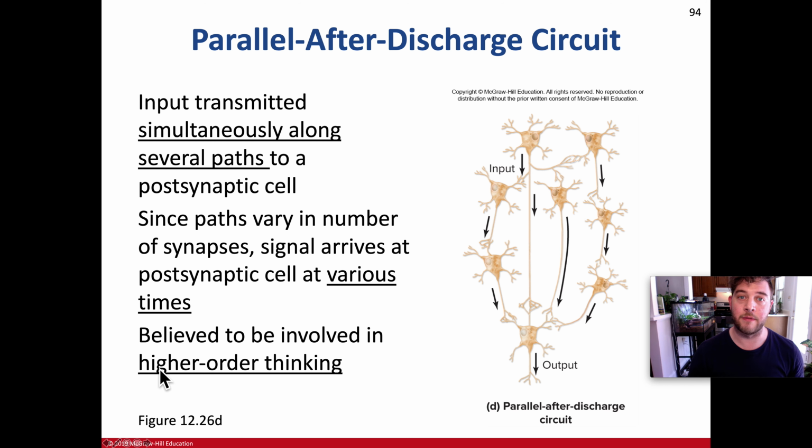This is obviously then involved in higher-order thinking. This is a much more complex type of circuit, and so it's involved in higher processes. And that is all of chapter 12.